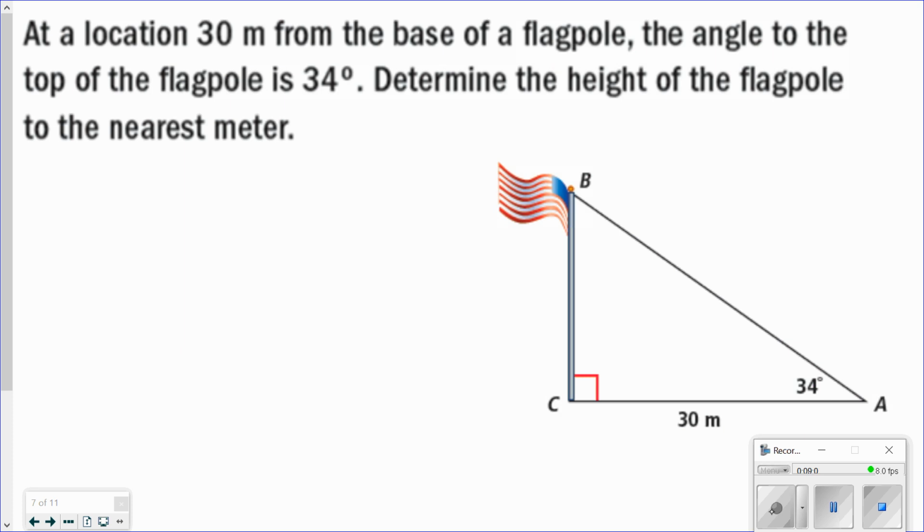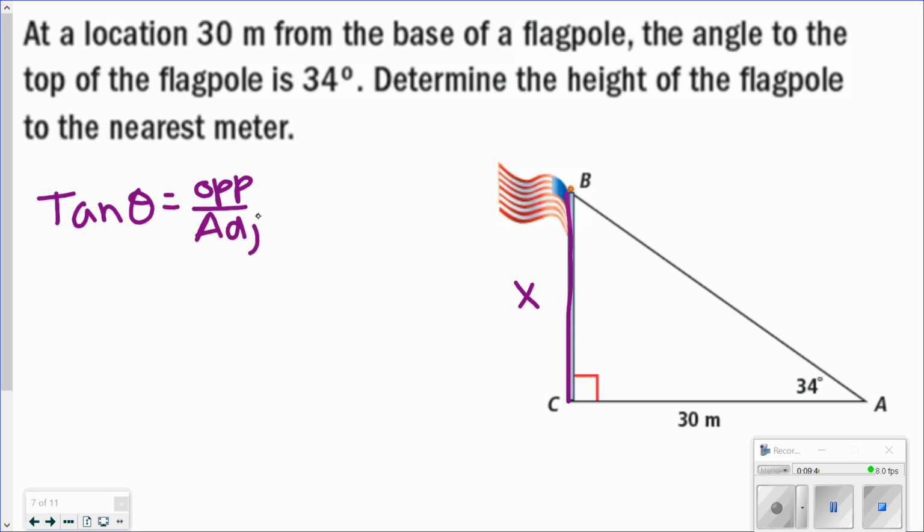At a location 30 meters from the base of a flagpole, the angle to the top of the flagpole is 34 degrees. Determine the height of the flagpole to the nearest meter. All right, so here's our diagram. I need to figure out how tall is this flagpole, and so I'm going to call this x. I know I'm going to use tangent here because if I look at my diagram, we have nothing on the hypotenuse, and the only trig function that involves the opposite and adjacent side would be tangent. So tangent of theta is equal to the opposite side over the adjacent side.